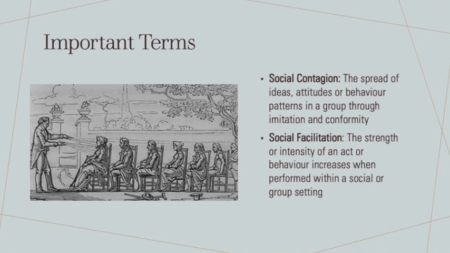So social contagion is the spread of ideas, attitudes, or behavior patterns in a group through imitation and conformity. And the second term is social facilitation, which is when the strength or intensity of an act or behavior increases when performed within a social or group setting. The picture to the left is an illustration of mesmerizing, as we call it today, his patients in a group setting, and this is where he saw the terms come into play.